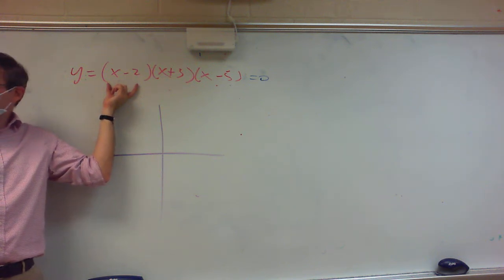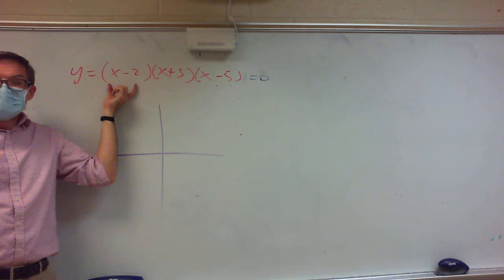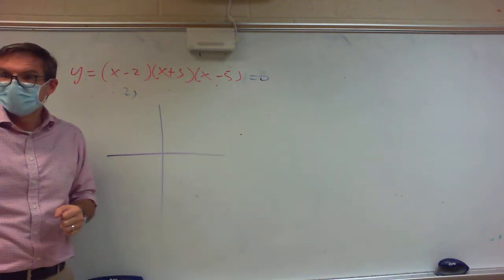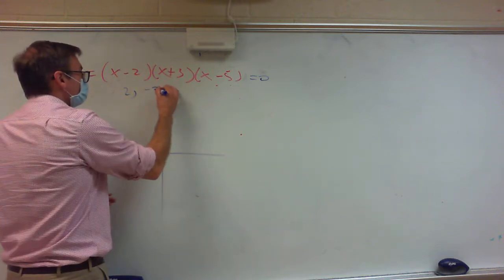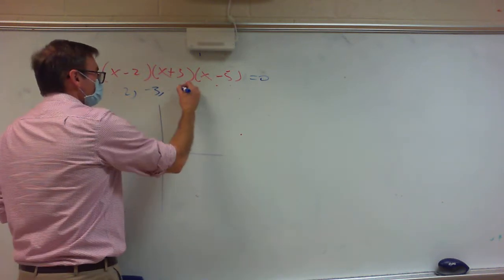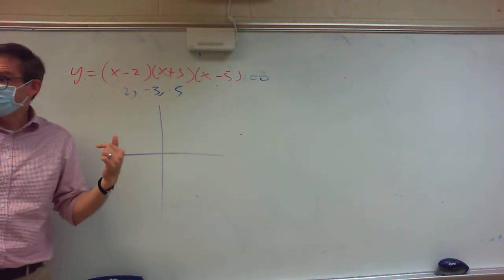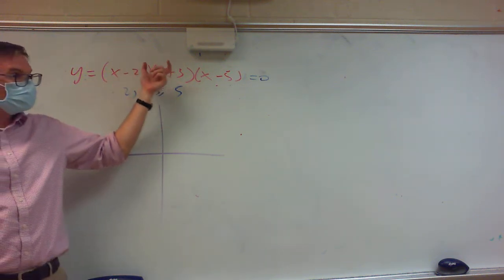Is everybody okay? The 2 makes this 0? So one of my zeros is 2. What's another 0? -3. And what's another 0? 5. Is everybody okay with that? Are those easy to identify? So what makes this 0? What makes this 0?